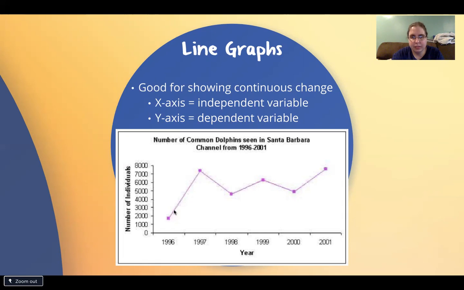Start off low, massive increase, then we had a dip, went up a little bit, down a little bit, increased again. So again, it's just a really easy way for me to see this continual change in the dolphin population over time.